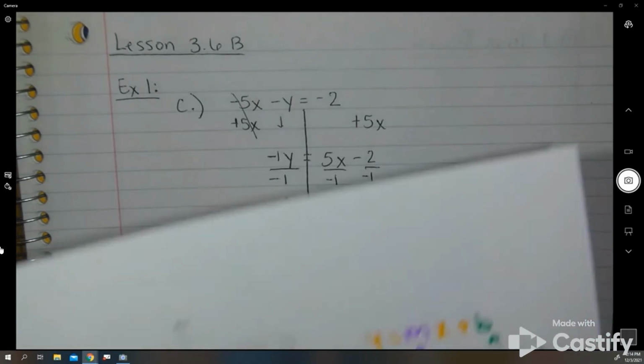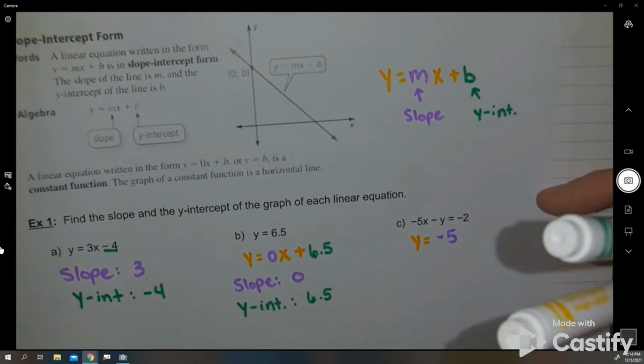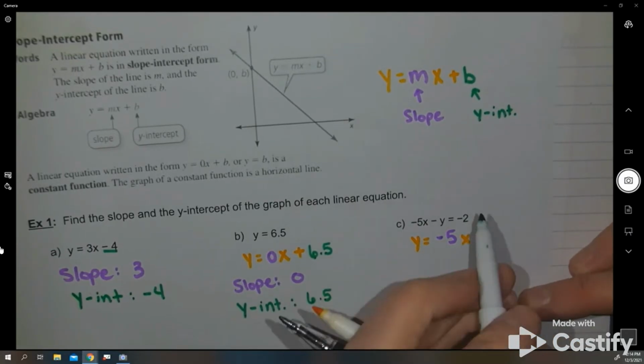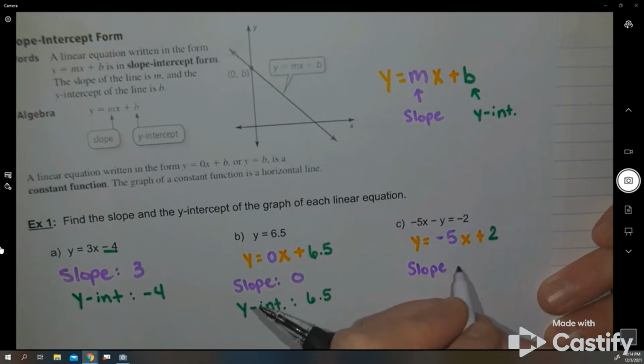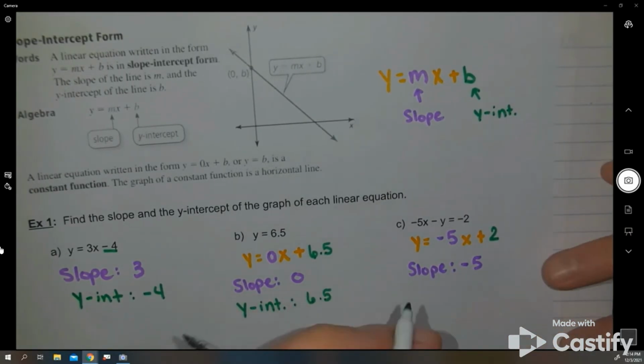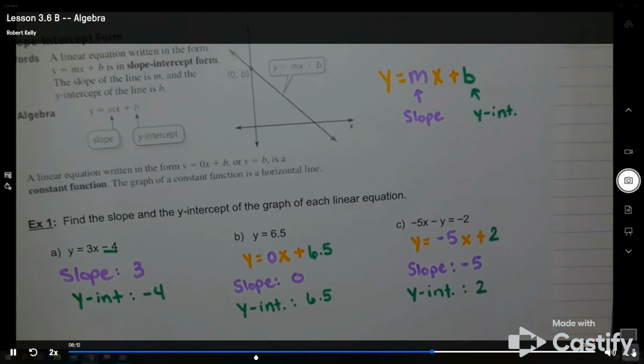So if I have y equals negative 5x plus 2, and we're looking to figure out what's the slope and what's the y-intercept: our slope, remember, is always attached to x, so slope is negative 5, and our y-intercept is always that number that's added or subtracted at the end of our equation, so our y-intercept in this case is positive 2.